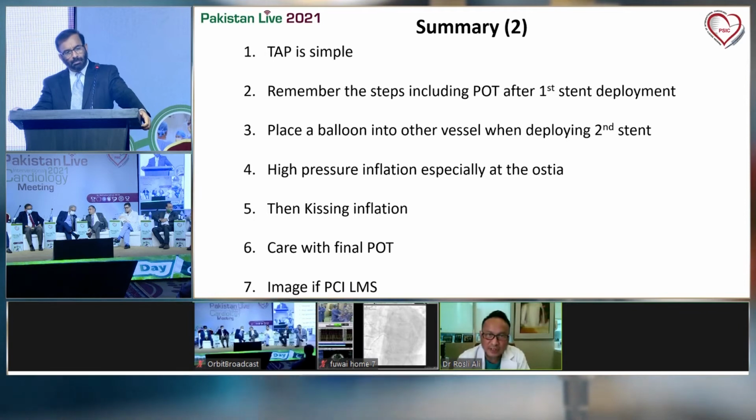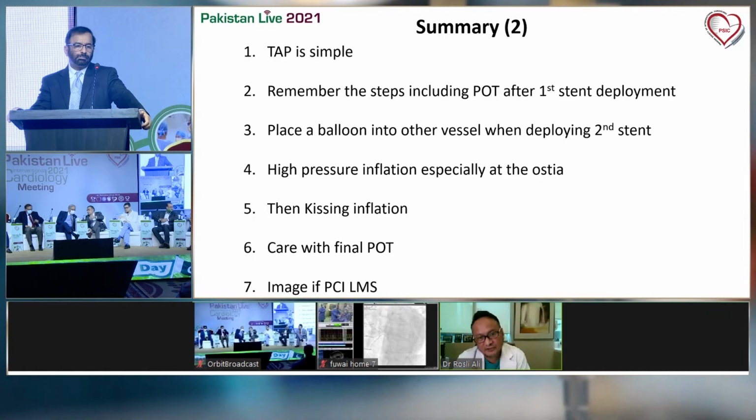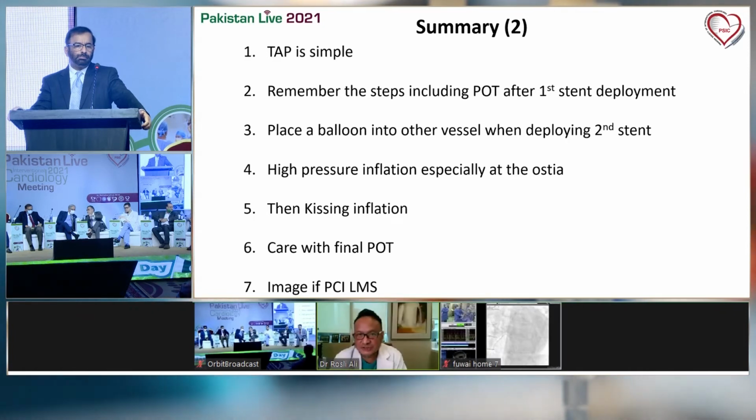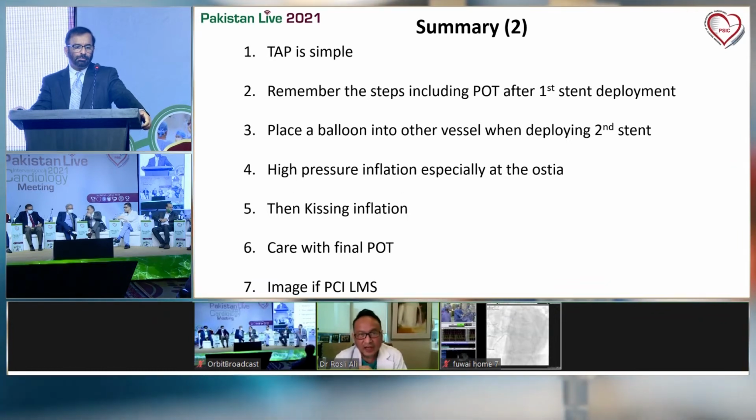Remember the POT after the first stent deployment. Remember that you have to rewire the second branch, or at least the first vessel, by the second stent. Always remember to have high pressure inflation. Quite often you may have to use a non-compliant balloon to ensure that you get stent expansion, especially at the ostium.